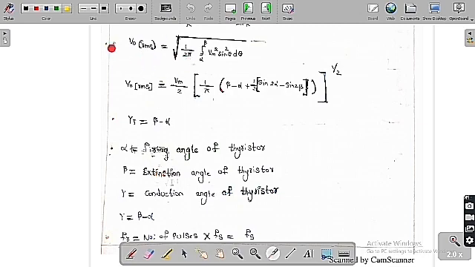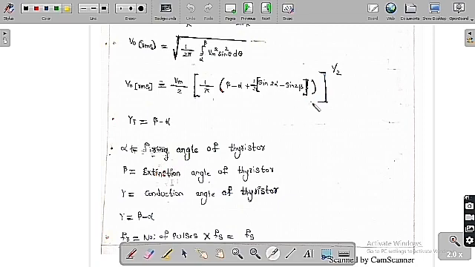So now I want to find the output RMS value. The output RMS value is equal to the square root of 1 by 2 pi times the integration from alpha to beta of Vm sin theta whole square into d theta. If you solve this, finally we are going to get Vm by 2 into 1 by pi into beta minus alpha plus half of sin 2 alpha minus sin 2 beta, all to the power of 1 by 2. It's a very important formula.